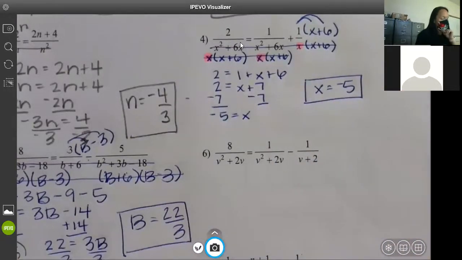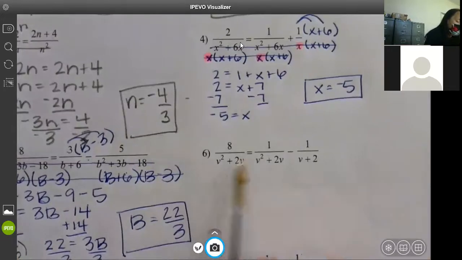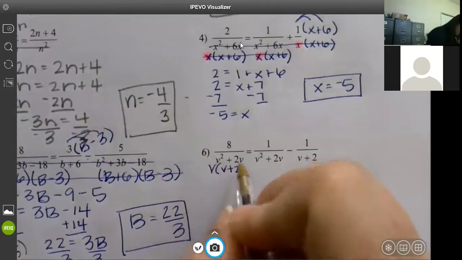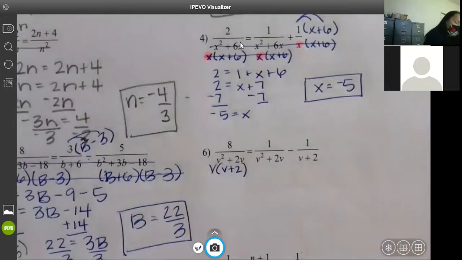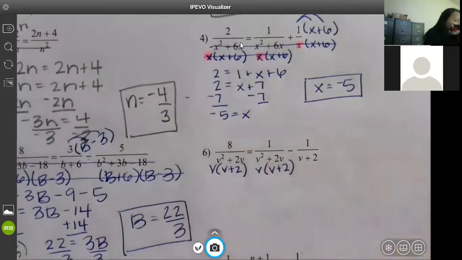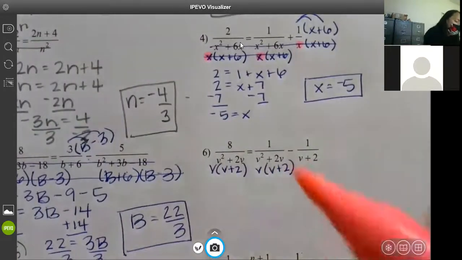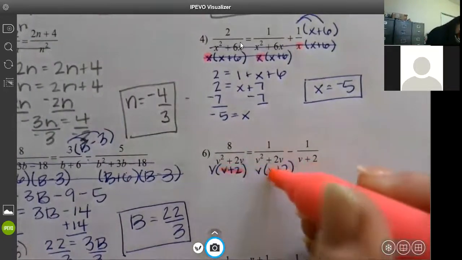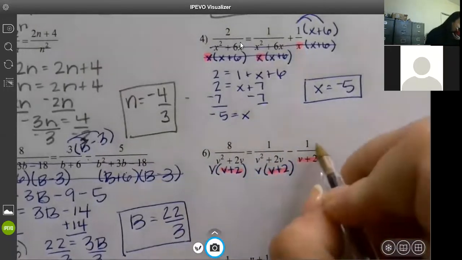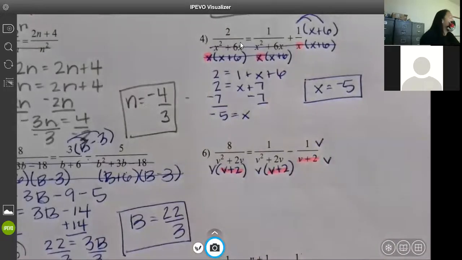Same thing on number 6. Whatever you can, you want to factor. If we look at the bottom, this has a GCF of v, which leaves v plus 2. The second one is the same way. If we look, they all have v plus 2. What do they need? This one needs a v. So what I do to the bottom, I do to the top.